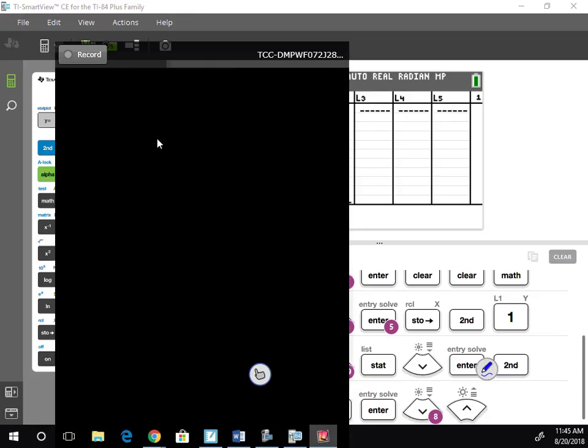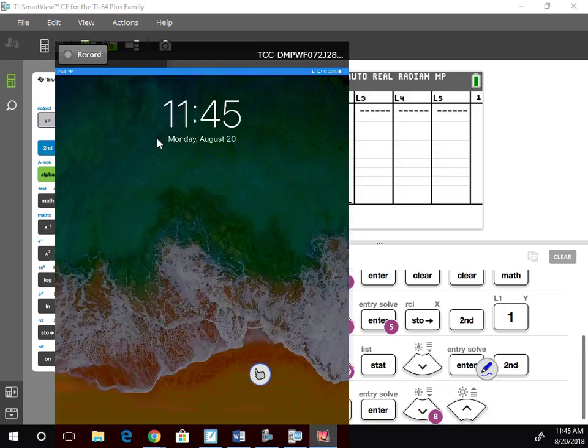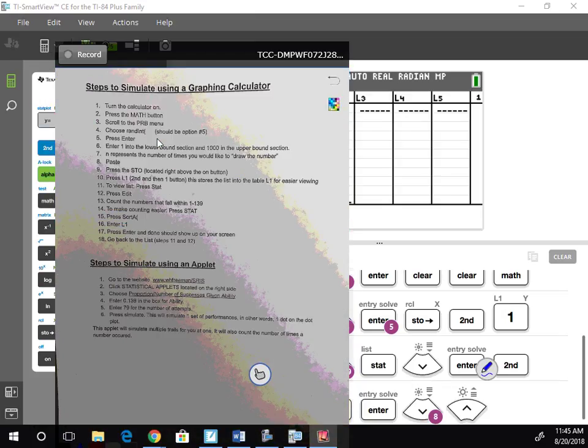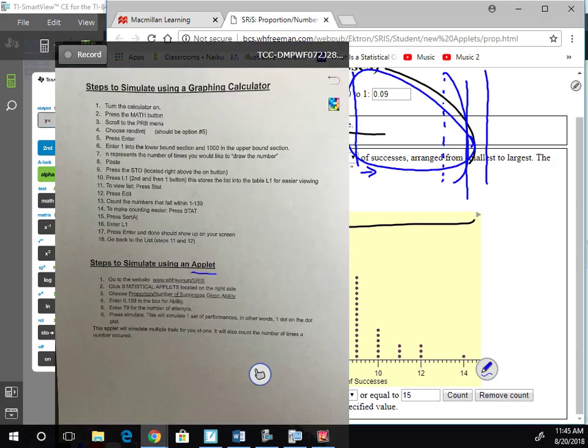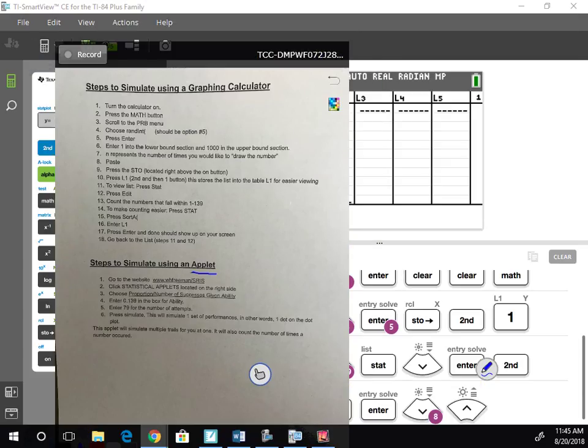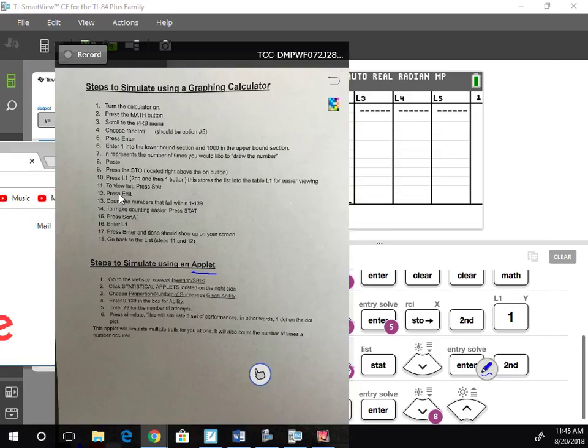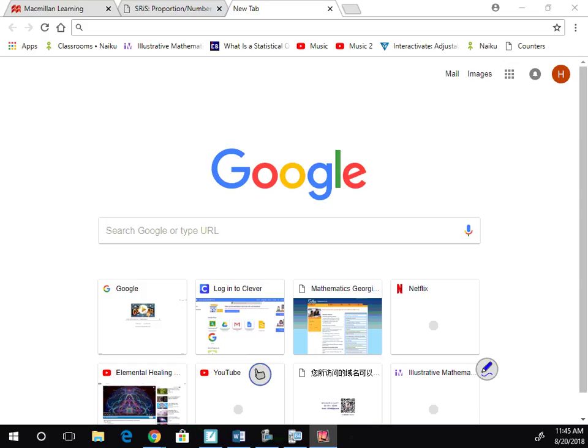Now, the next thing we're going to talk about is an applet. Now, the applet is just this website we're going to go to. So I am going to, I need to delete. Give me 1 second. Okay. Move this out of the way.